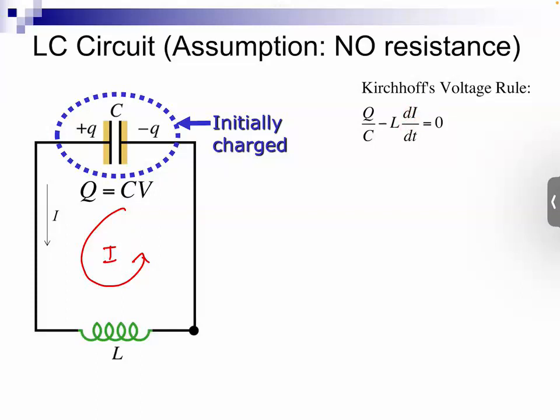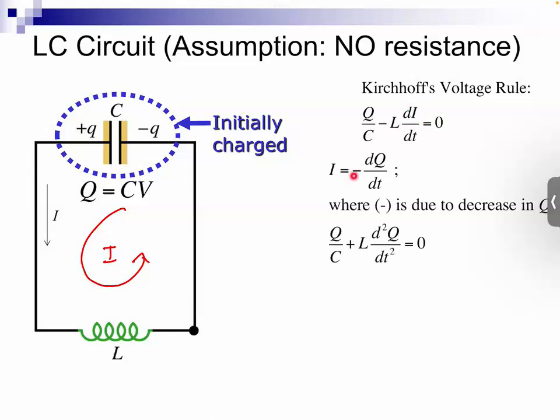Recall that the definition of current is how quickly charges flow. When we learned about current, it's the rate of flow of charges. So current is essentially dq over dt. It's related to the charge in your capacitor plates. And the negative sign here tells us that the charge in the capacitor plates decreases as your capacitor discharges through the inductor.